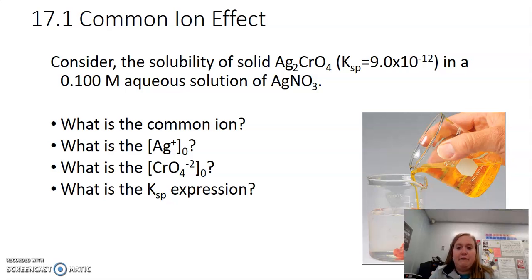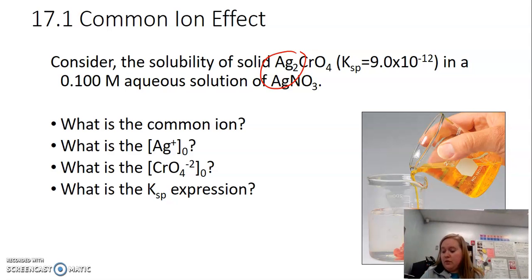So if we start with the common ion effect, let's first look at an example of the solubility of solid silver chromate. Its KSP is right here on the screen. And if you were to mix it with a 0.1 molar aqueous solution of silver nitrate, how will the fact that they have the silver ion in common affect silver chromate's solubility? So first of all, you need to be able to recognize what the common ion is going to be, and I already mentioned it. It'll be the silver ion.